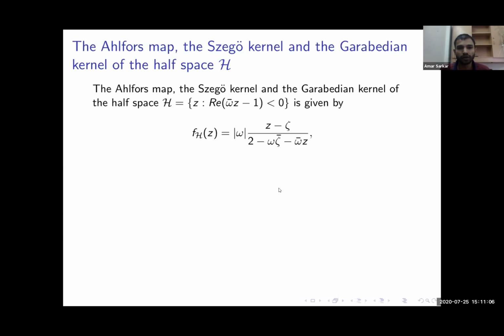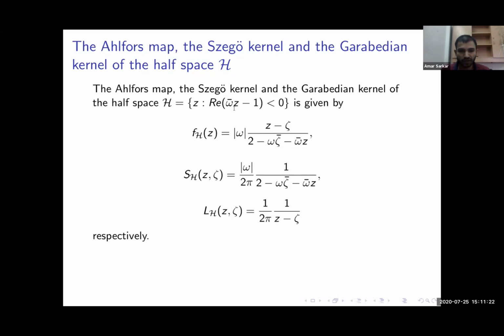and zero kernel, gradient kernel, and the Alford map. The Alford map of the half space is given by this formula. A mod of omega is this same omega to define this half space, and the zero kernel is defined by this formula, and the gradient kernel by this. If you take the ratio of these two, you will get the Alford map, as you can easily see here.